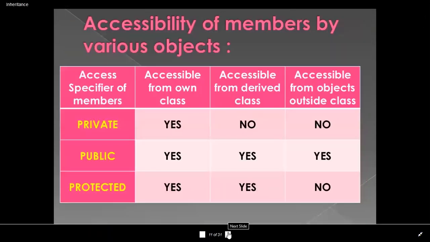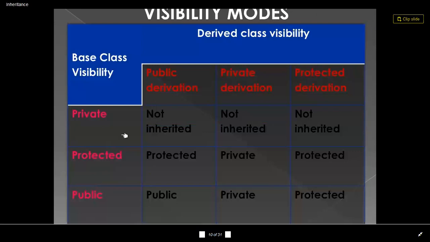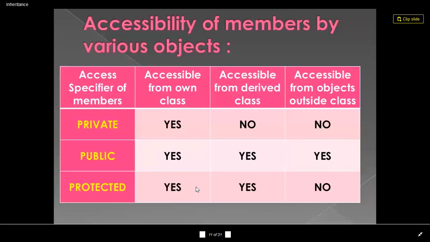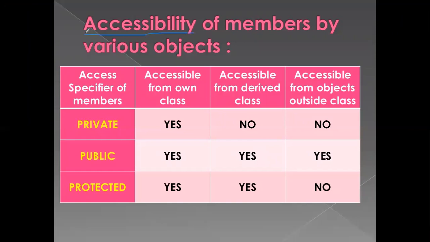Now let's go on to the next one. This is called the accessibility chart. So this was the visibility modes, that apply whenever we're inheriting, and this is the accessibility chart. This is to make things a little bit clearer, because the last one is a bit confusing, and in case you didn't understand that one, let's look at this one. Here we are trying to see the accessibility of a member by various objects.